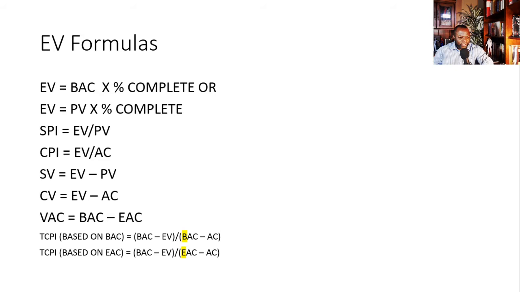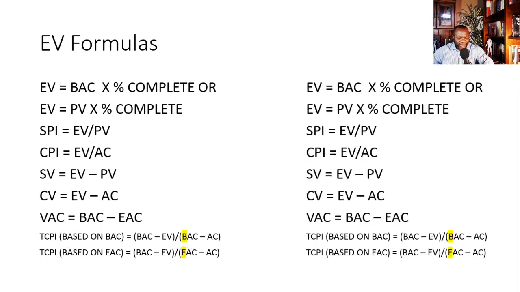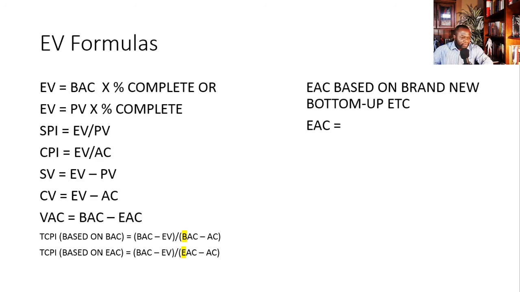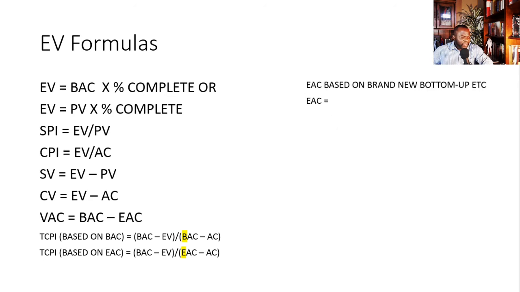For the other batch of formulas, really quick, I want us to go over the EACs. So, estimate at completion based on a brand new bottom-up ETC is, and I really want you to use your pen and paper if you can. All right, this is the easiest of the EACs, and you got to remember what I'm saying. This is EAC based on a brand new bottom-up ETC. And for this, we have EAC equals the actual cost plus the estimate to complete. Remember, it's a brand new bottom-up ETC, and that will be given to you.